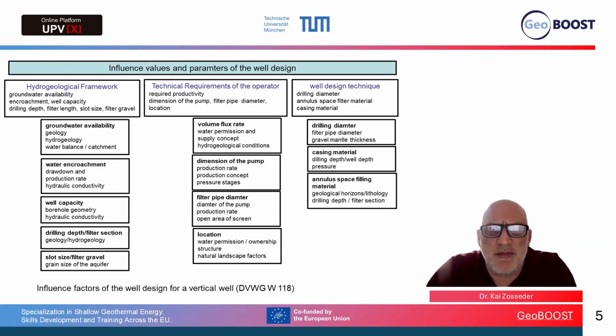Also, some technical requirements of the operator are important, like how much volume flow rate you want to have. So how much production you want or need for your heat pump, what the dimension of the pump is, which filter pipe diameter you have, and also where you are going to drill. And then the well design technique is the last influencing parameter. So what is your drilling diameter, which casing material you choose, what is the annular space filling material, and so on. So a lot of different parameters influence your well design.